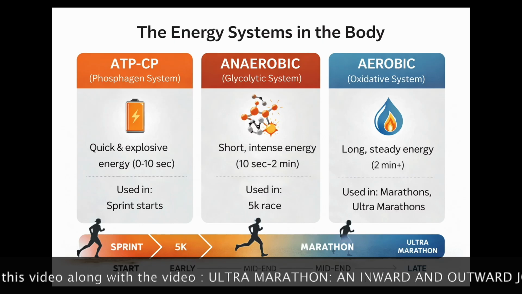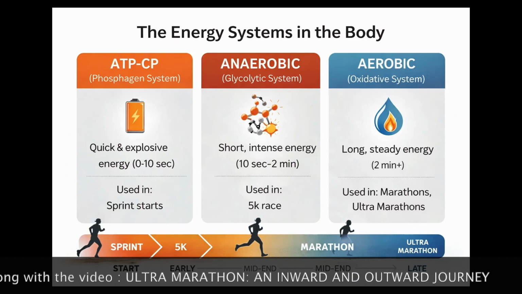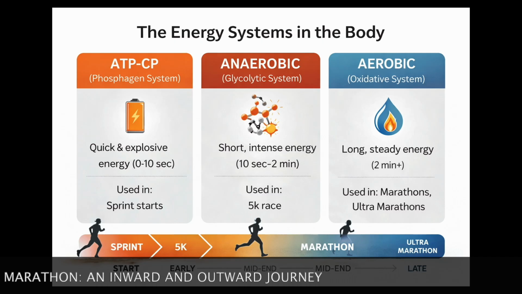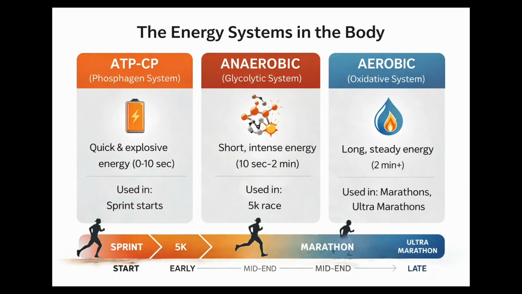There are three kinds of energy systems in the body, each having a definite function to perform. The phosphagen system usually lasts just for 8 to 10 seconds. It gives you an instant short burst of energy, like when you're trying to escape a dog chasing you. Runners are surely familiar with such situations. It can also be used when you're trying to cross the road.